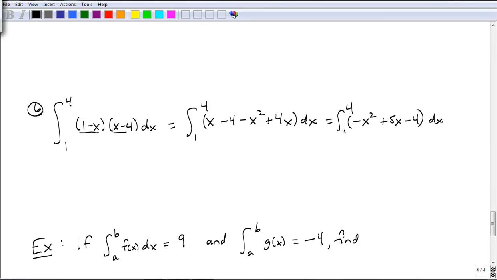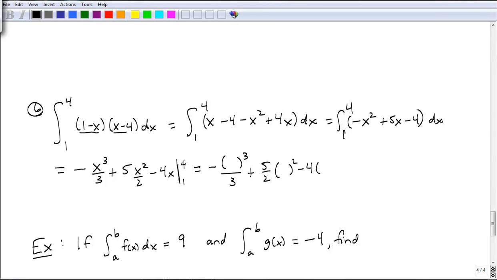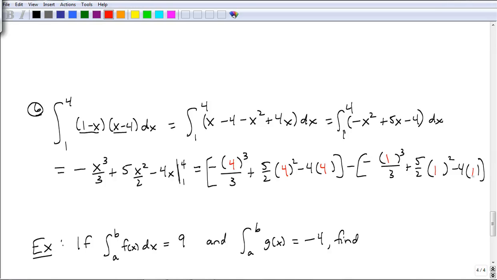But now that I've expanded it all out, I can use the antiderivative. Negative x squared becomes negative x cubed over 3. 5x becomes 5x squared over 2. And 4 becomes 4x. And we're evaluating this from 1 to 4. So first I take this thing and plug in the number 4. Minus, take this thing and plug in the number 1. I plug in 4 because that's the top one, and then I plug in 1 because that's the bottom one.